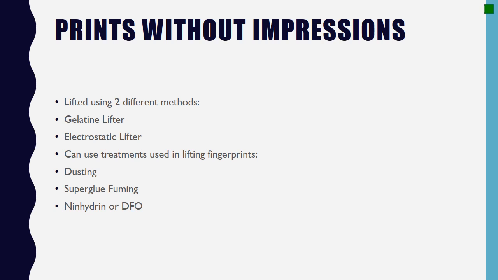The second is an electrostatic lifter, a foil sheet coated in black plastic that connects to a device generating a high static electric charge. It lifts dust from the print onto the black surface where it is more clearly visible. When shoe prints are not so obvious, examiners may use the same treatments that bring out fingerprints, such as dusting or superglue fuming. On porous surfaces, ninhydrin or DFO may be used to enhance bloody shoe prints.